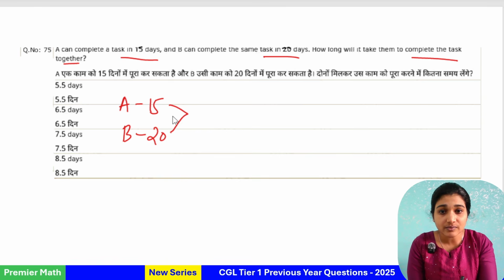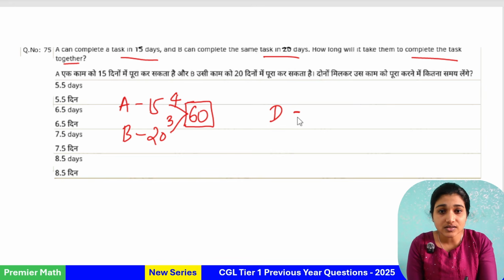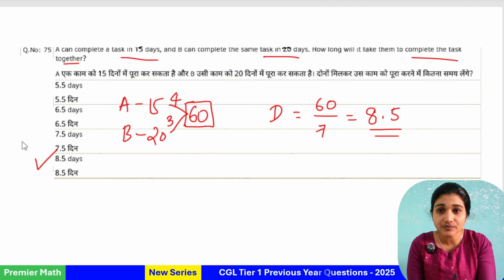Take the LCM. LCM of 15 and 20 is equal to 60. So 60 is the total work here. 15 goes 4 times in 60, 20 goes 3 times in 60. A's efficiency is 4 units, B's efficiency is 3 units. Then days taken is equal to total work 60 divided by the efficiency of A and B, which is 4 plus 3, 7. So 7 goes 8 times in 56 and 5 times in 35. Option 4 is your answer. 8.5 days.